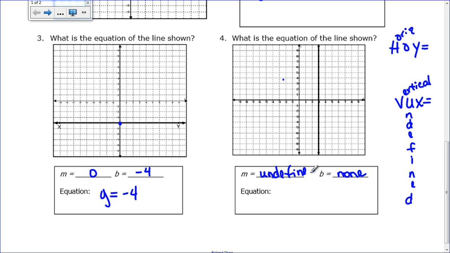This is why the acronym is so important, because I can't write an equation from here. I can't plug in this slope or this y-intercept and make an equation. I just have to know that it's x equals. So I go over here and I see it crosses the x-axis at 3, which makes my equation x = 3.